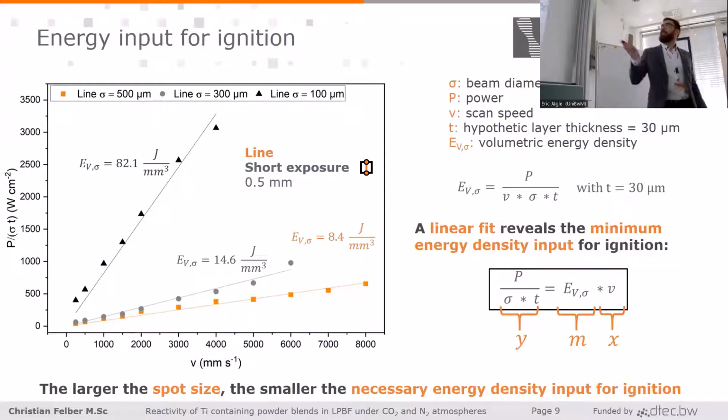So now, until now, we only used these short lines, but actually what I want to do later on is to print massive parts, or at least some larger ones. So I have to increase my exposure area, and that's what I do with this square exposure strategy.